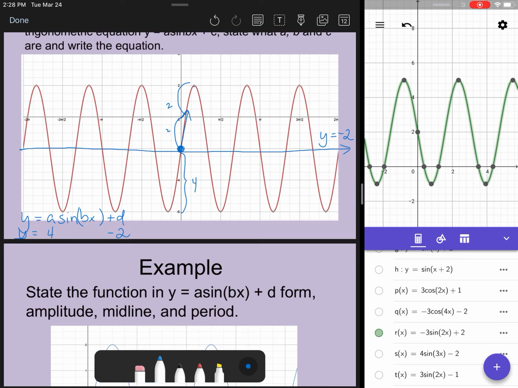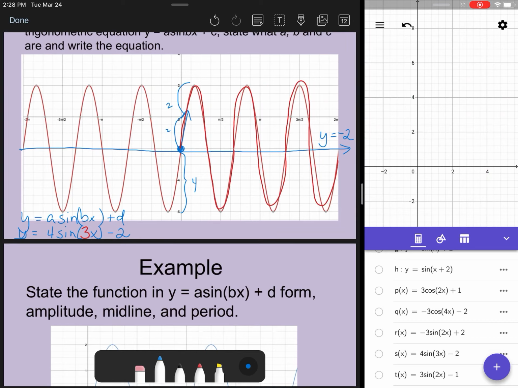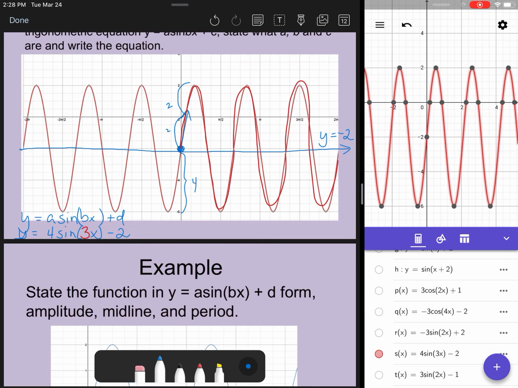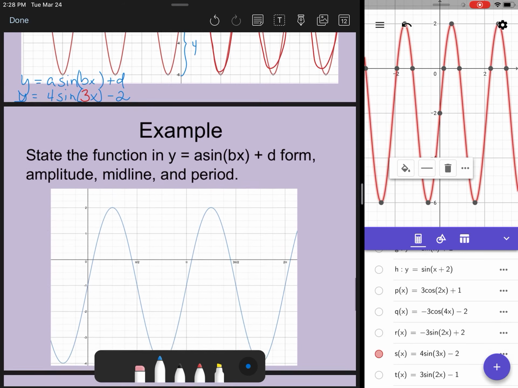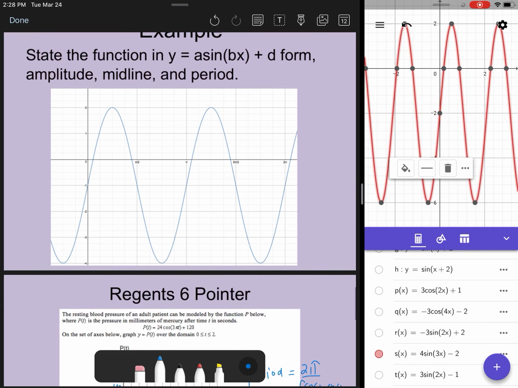And to determine whether it's positive or negative, see what you're doing here at this point. Since we're going up, it's positive. Y equals 4 sine of B of x. What's our B value? Again, how many full sine curves from 0 to 2 pi? 1, 2, 3. So our B value is 3. Okay, y equals 4 sine of 3x minus 2. Plug it in there to double check. And there we have it.